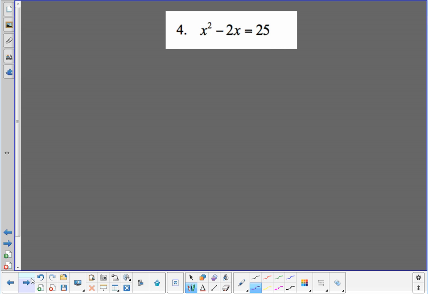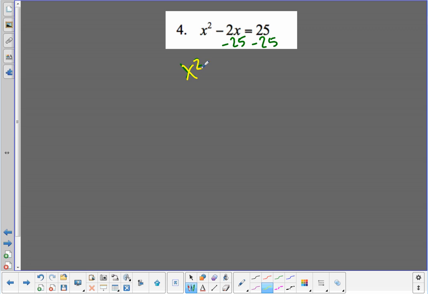Okay, let's take a look at number 4. x squared minus 2x equals 25. So again, the first thing that I need to make sure that I do is set that equation equal to 0. I don't ever want to move the x squared term. I want the x squared term to stay where it is. So I'm going to subtract the 25 to move that over. End up with x squared. Oh, that's hard to see.